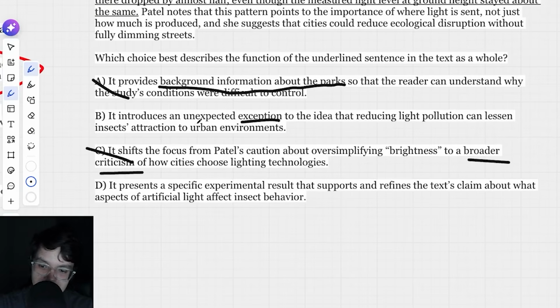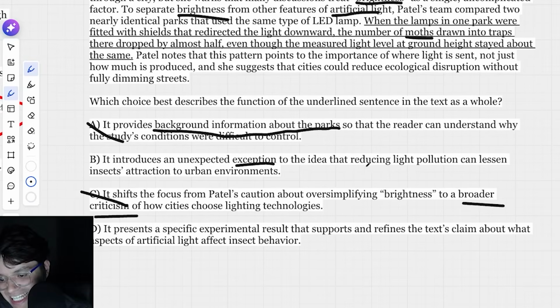It introduces an unexpected exception to the idea that reducing light pollution can lessen insects' attraction to urban environments. So, reducing light pollution. I understood light pollution as meaning all the factors of light. Like when it says here it directs the light downward, that would be a reduction in light pollution. But honestly, maybe light pollution is just the brightness itself. Okay, yeah, so maybe that could work.